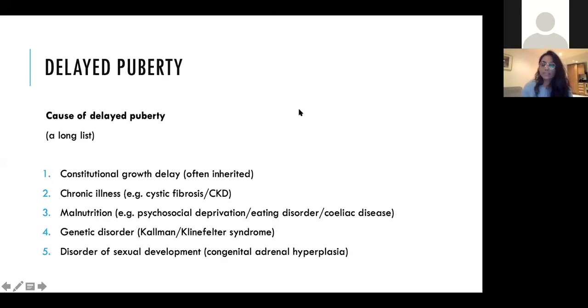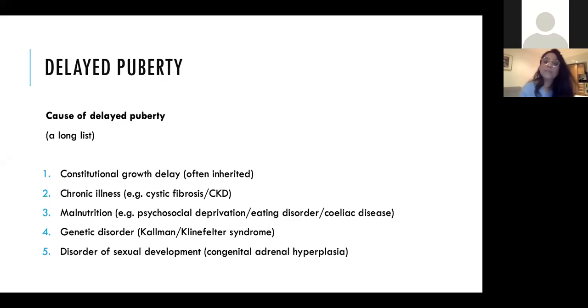Okay, so the point is there are so many causes of delayed puberty. You don't need to know everything. It's impossible for anyone to know everything. What's important is knowing that there are so many causes, and you can break it down into either central or peripheral causes, or into medical and non-medical, or you can do systems, whatever works for you. Find a system that works for you and stick to it, okay? I'll go through some of the common causes. Constitutional growth delay is the most common cause of delayed puberty.